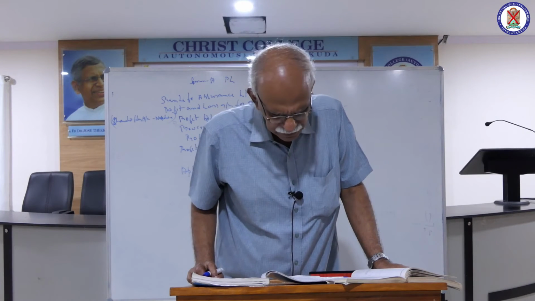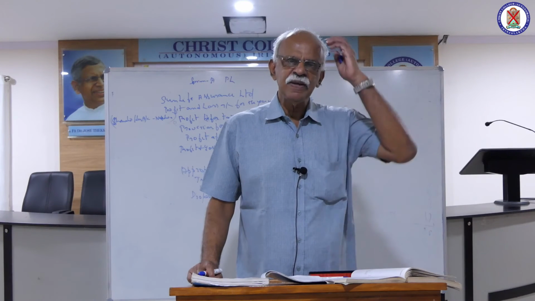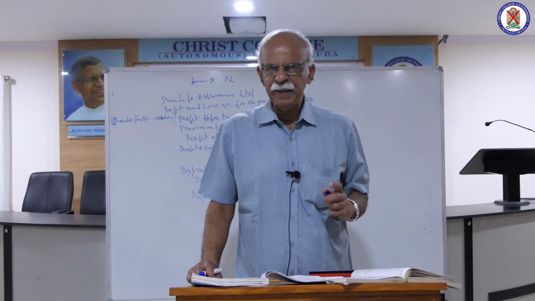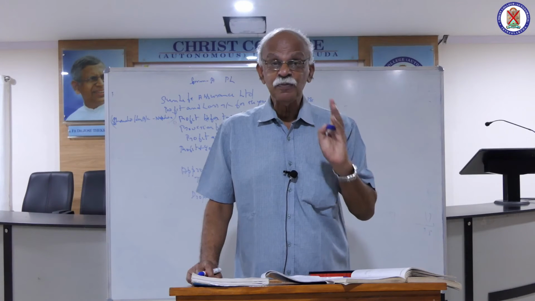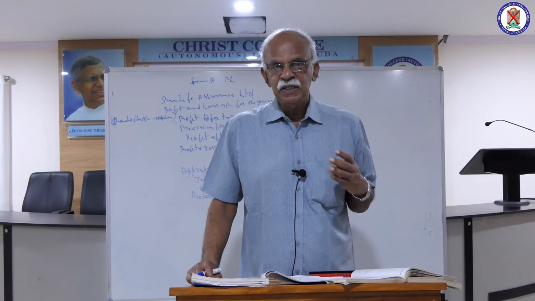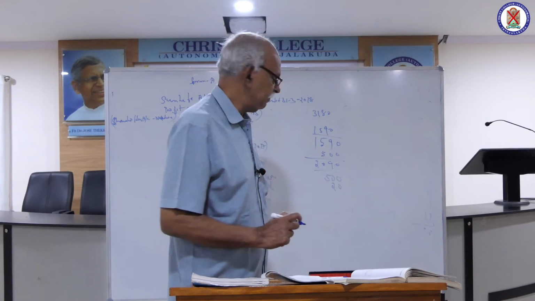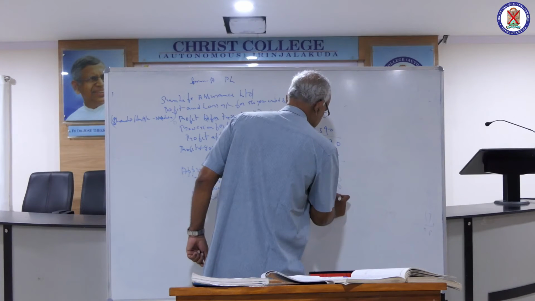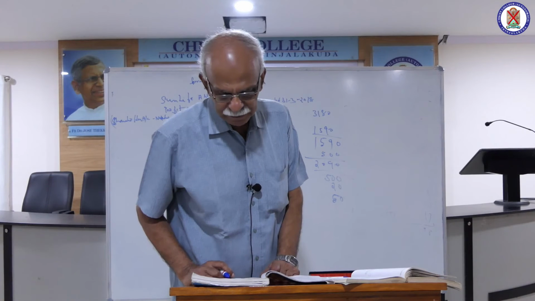10% of what? That point you should remember: dividend is always paid on paid up capital. It is not on profit. Paid up capital is given as 500. So 500 at 10%, how much does it come to? 50. Proposed final dividend 50.